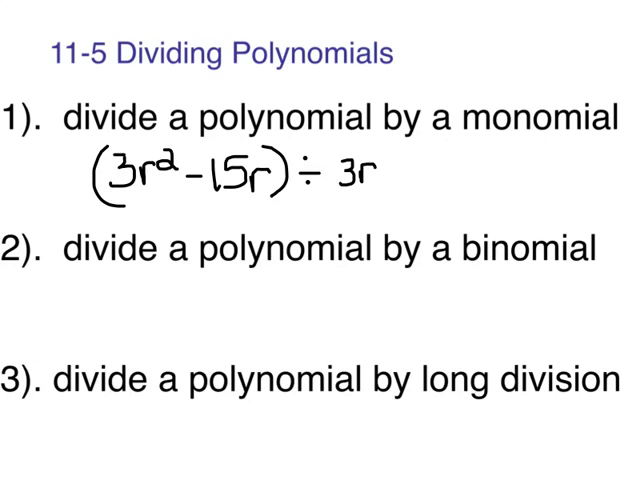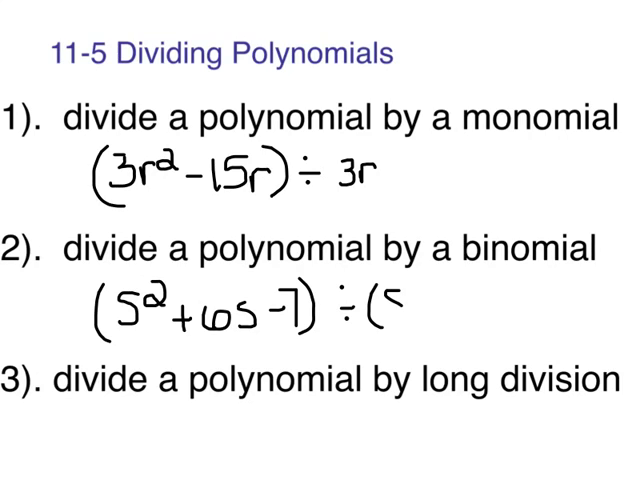The second is to divide a polynomial by a binomial. So for example, if we're given a polynomial s squared plus 6s minus 7, and we divide this by the binomial s plus 7. Notice that s squared plus 6s minus 7 is factorable.